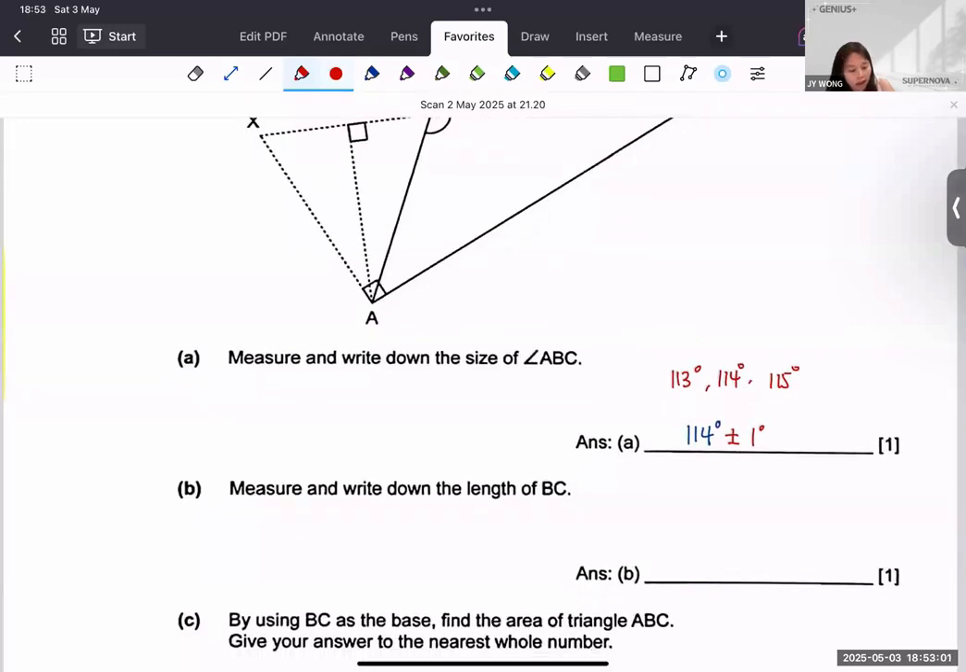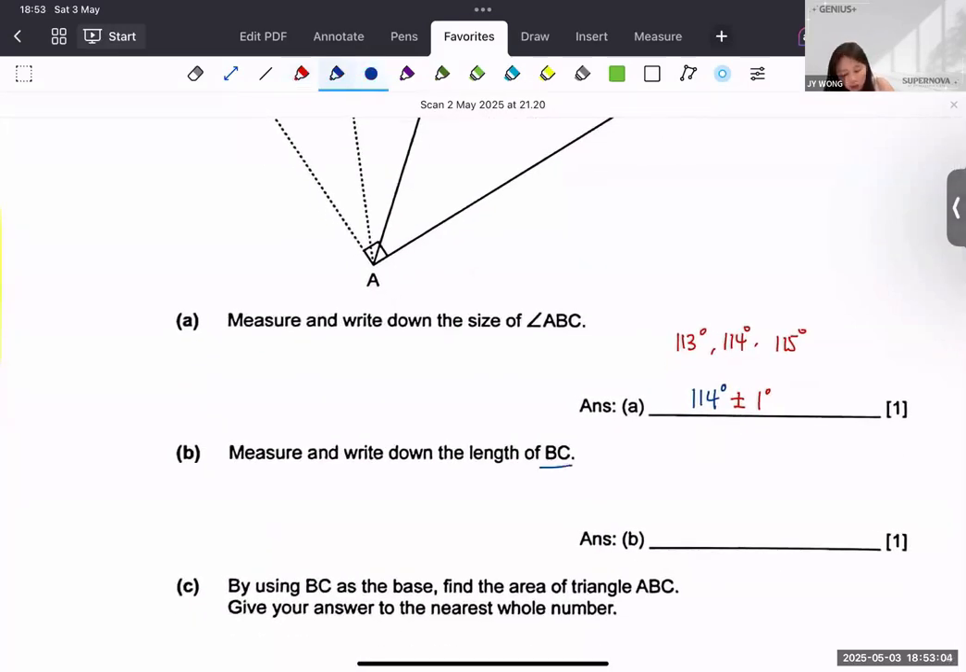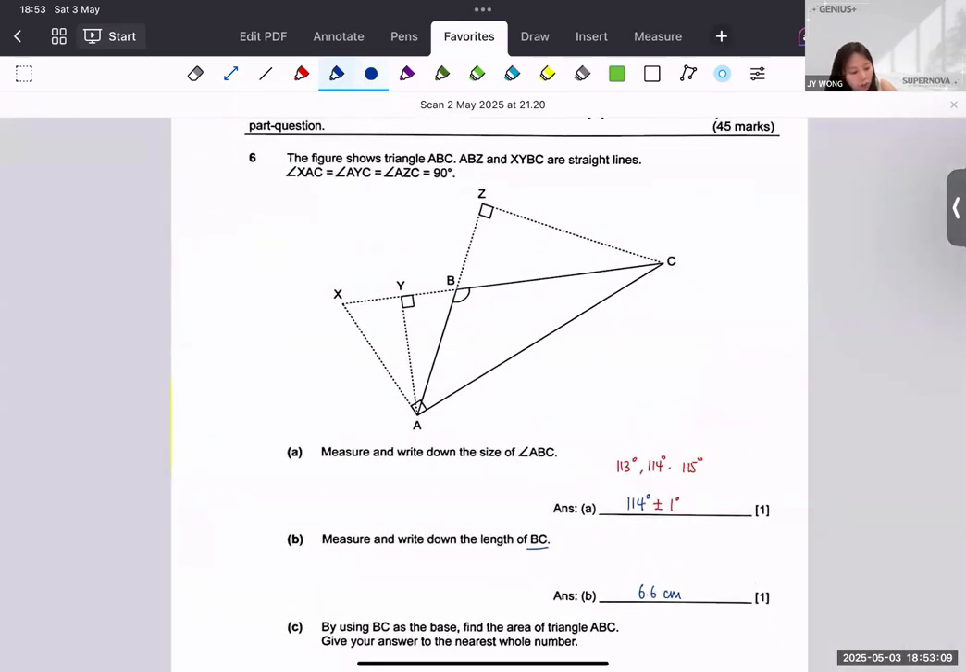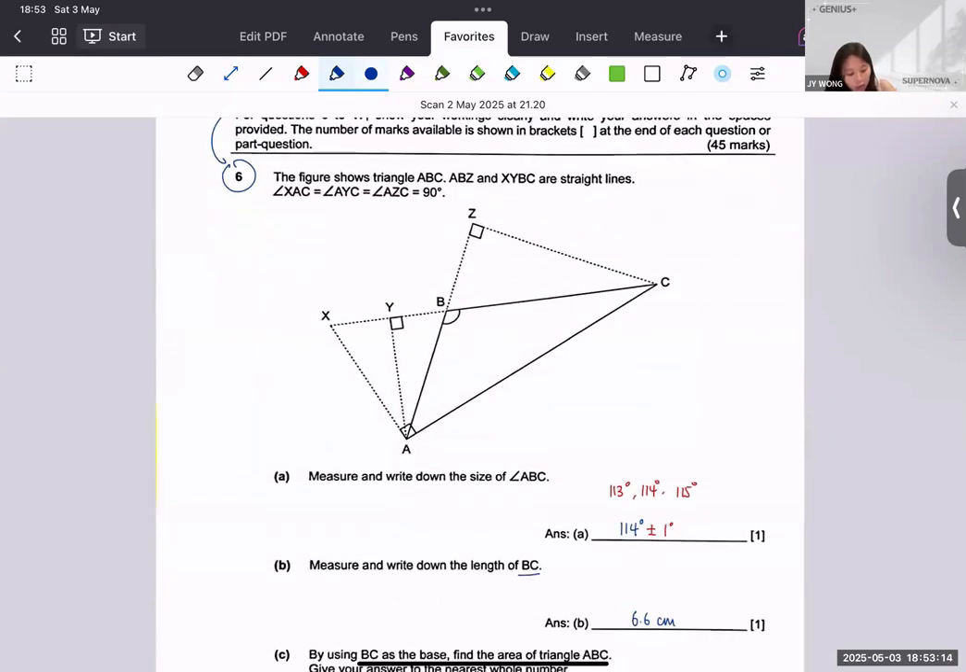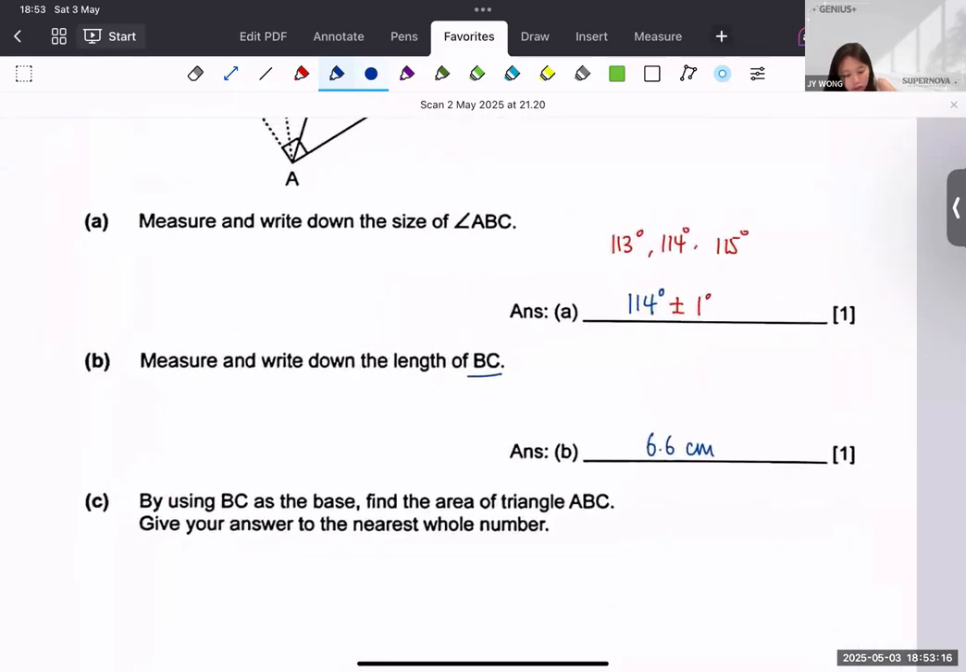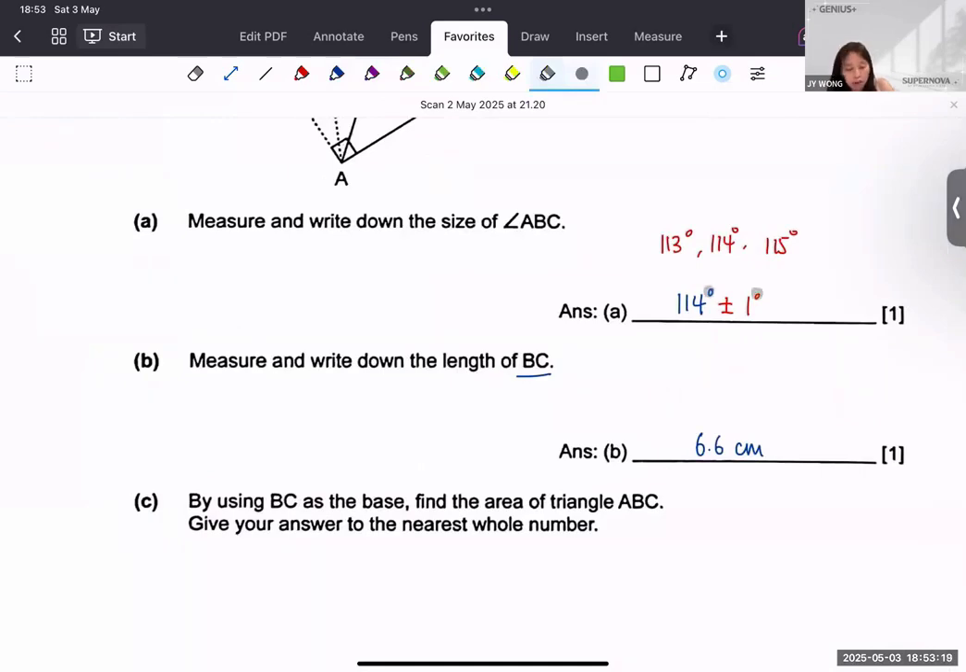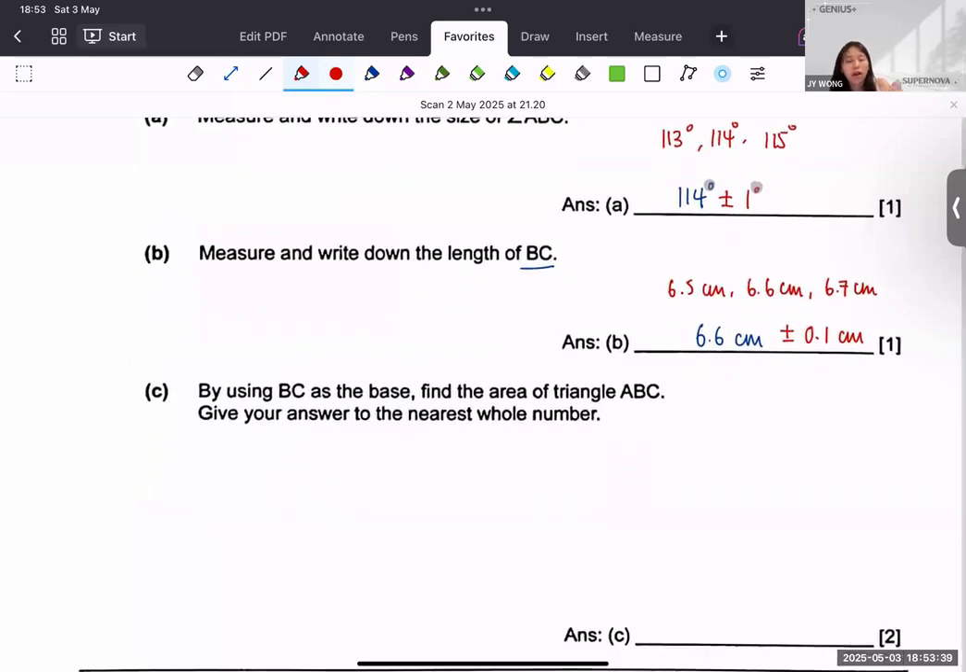Now the length of BC, if you measure it, should be 6.6 centimeters. Remember, from question 6 onwards, it's already your long answer question, so the units are not provided. You have to make sure you write your own units. So 6.6, again, it is a range of answers. You can have plus minus 0.1, so 6.5, 6.6, 6.7 will be accepted. These three answers will be accepted.